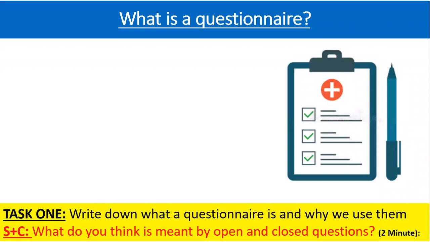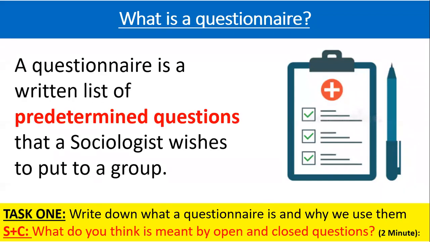Right, so for task 1, I just want you to write down what a questionnaire is and why we use them. So simply a questionnaire is a written list of predetermined questions that a sociologist wishes to put to a group. So we already know what the questions are.